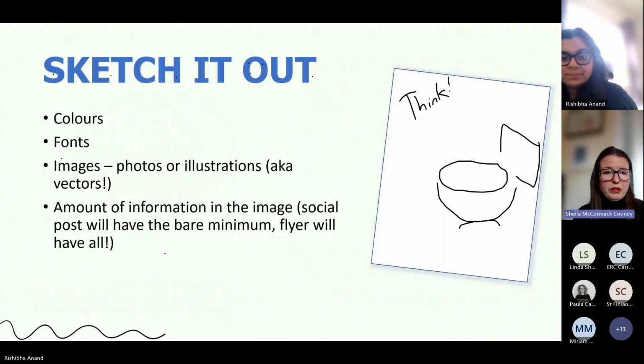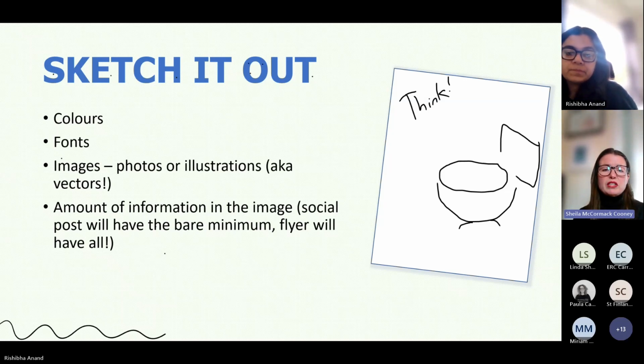Okay, so when you meet with your committee, it's important to sketch out your ideas before you start putting the digital designs together. So talk about your colors, your fonts, your imagery, the amount of information you're going to include. This is what you do together before your design people go off and do the image, okay?